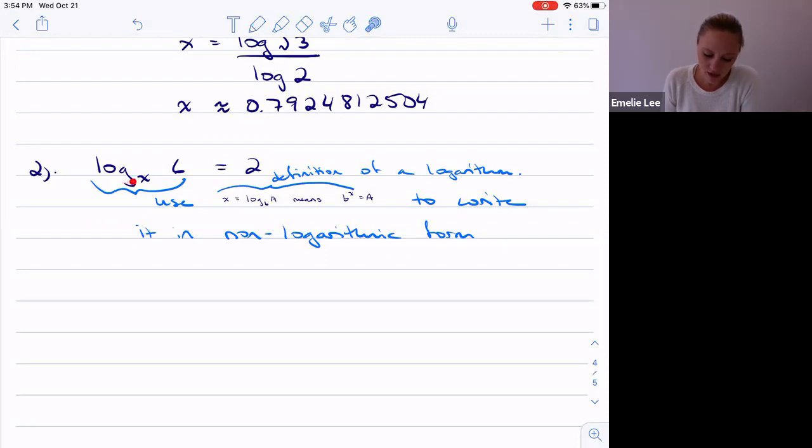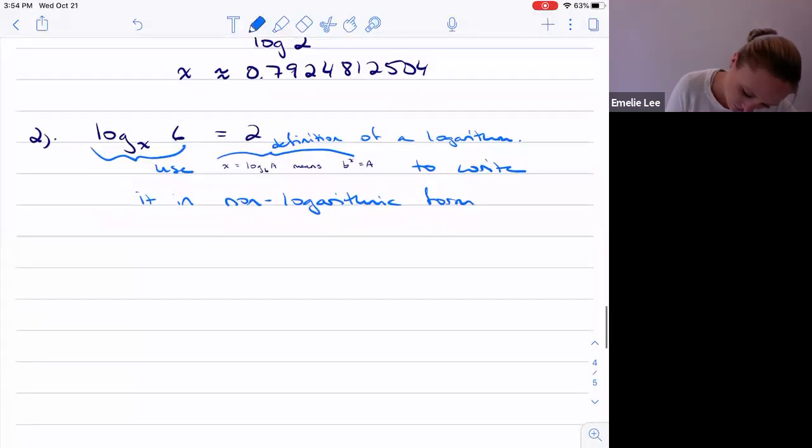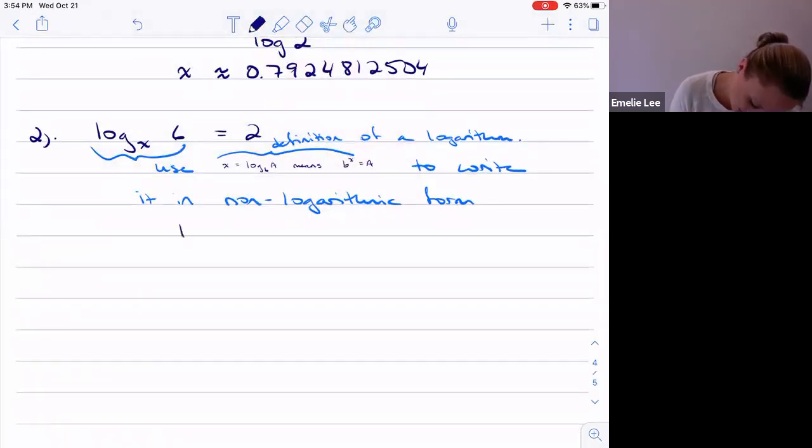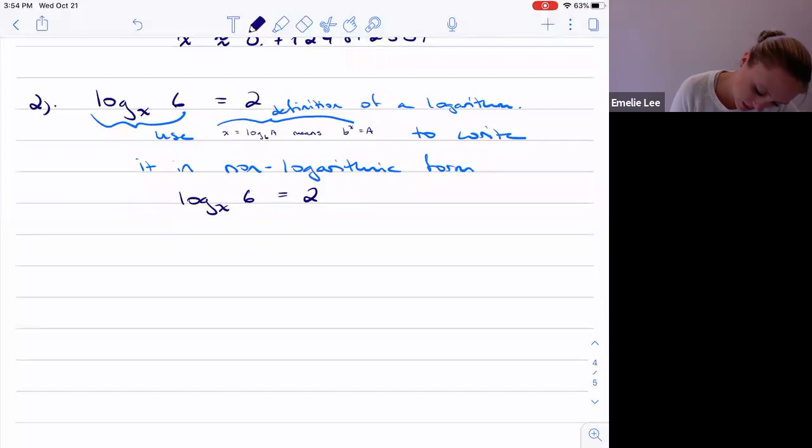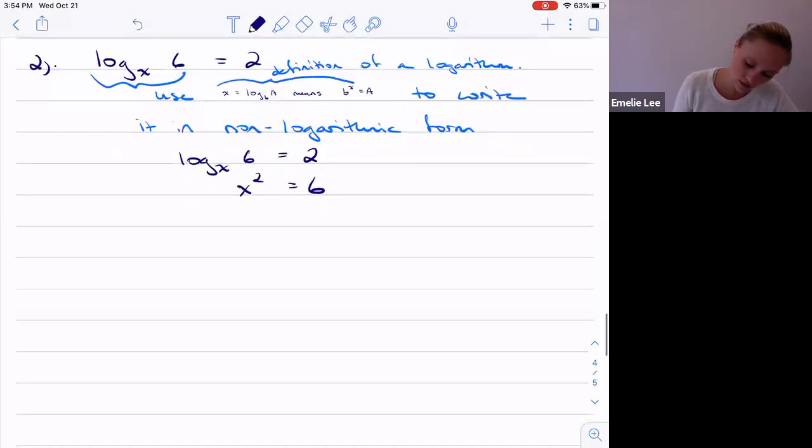So if we have log base x of 6 equals 2, well then, if we correspond these two, the log of our b is equal to x and our a is equal to 6, right? So what we have is x to the power of 2 equals 6. So I'll just write it here. Log base x of 6 equals 2 means that x to the power of 2 equals 6.